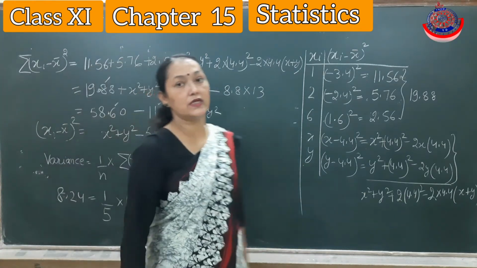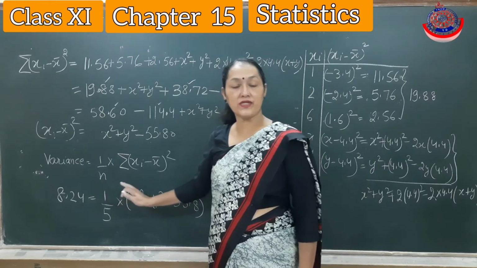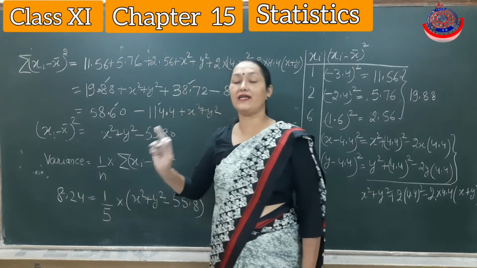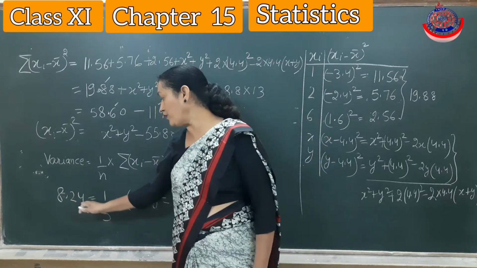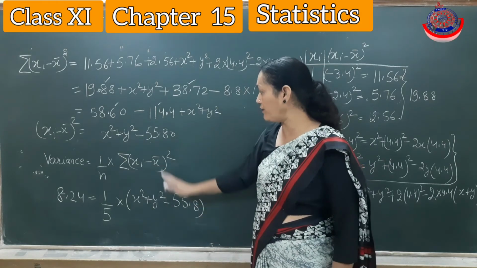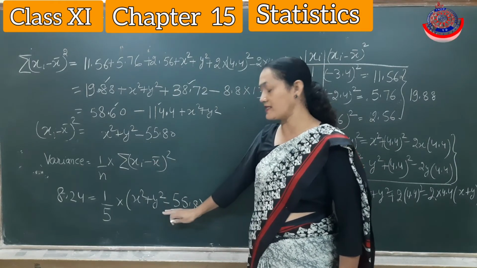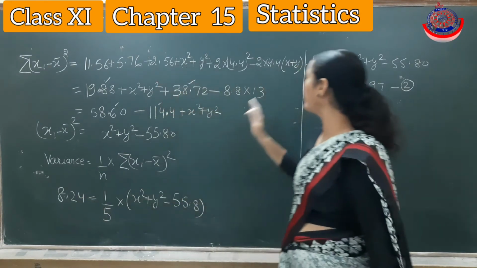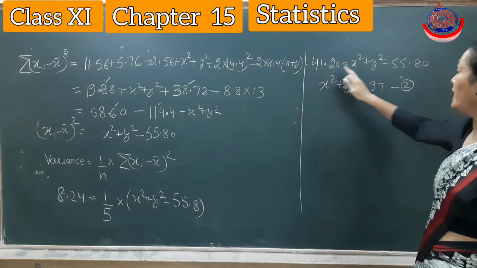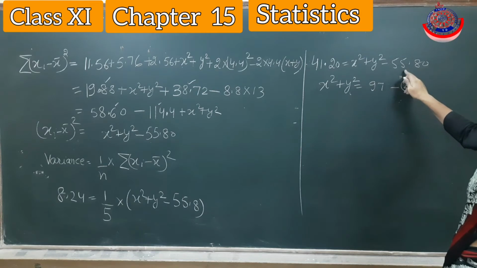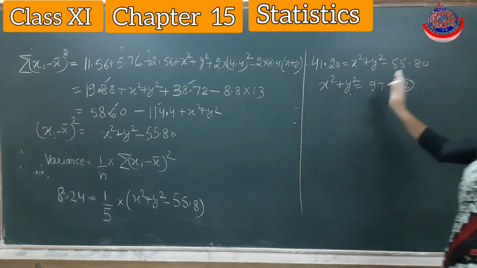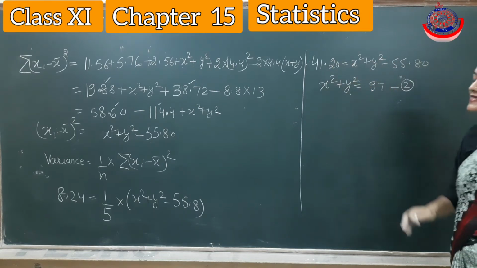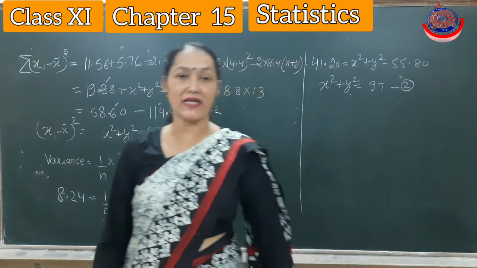Now to calculate variance: 1 upon n into sigma of xi minus x bar whole square. Now n is given to be 5 and the variance was given in the question, that is 8.24, and filling in the value of the sum of xi minus x bar square, I have got my answer like this. Now cross multiplying, 5 will come this side, 8.24 into 5 we will get 41.20, equal to x square plus y square minus 55.80. Now if I shift this 55.80 to this side, the sum will come out to be 97. So I obtained my second equation as x square plus y square equals 97.